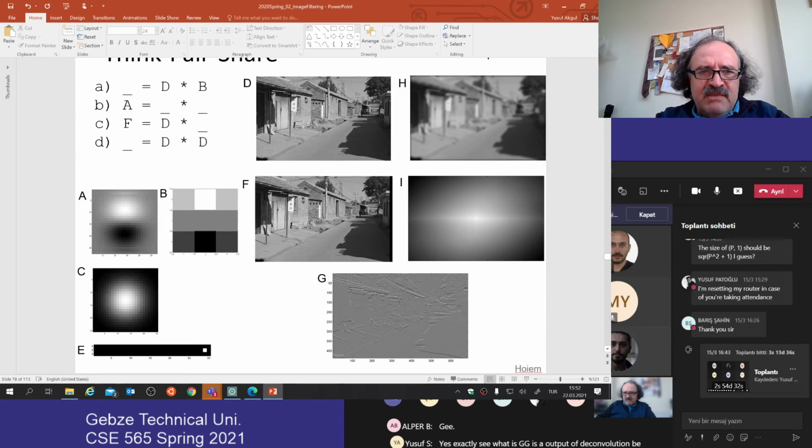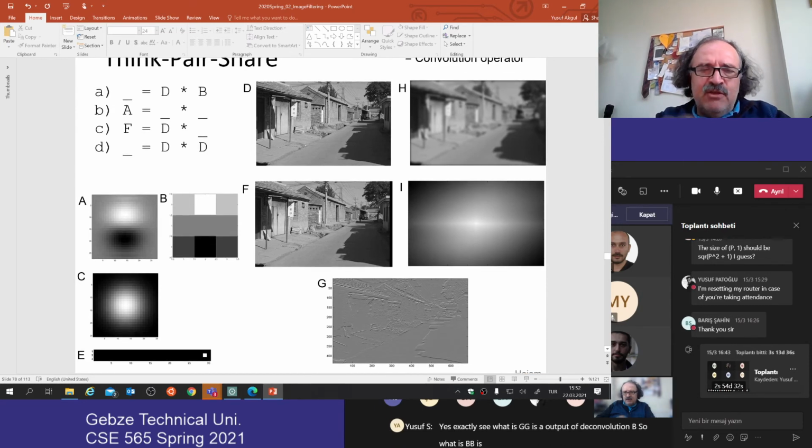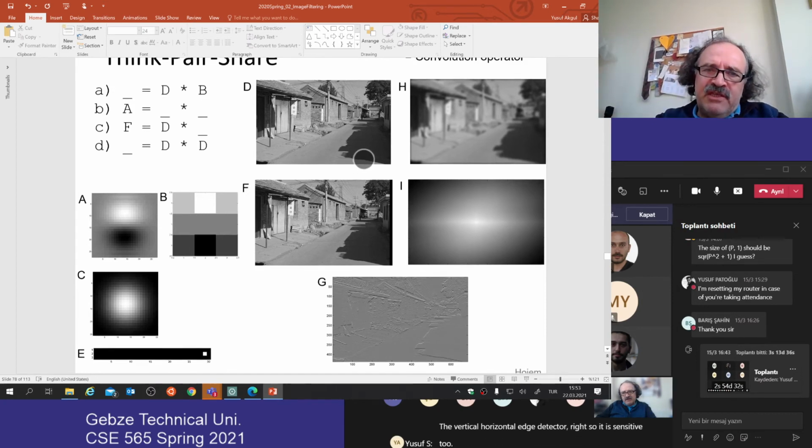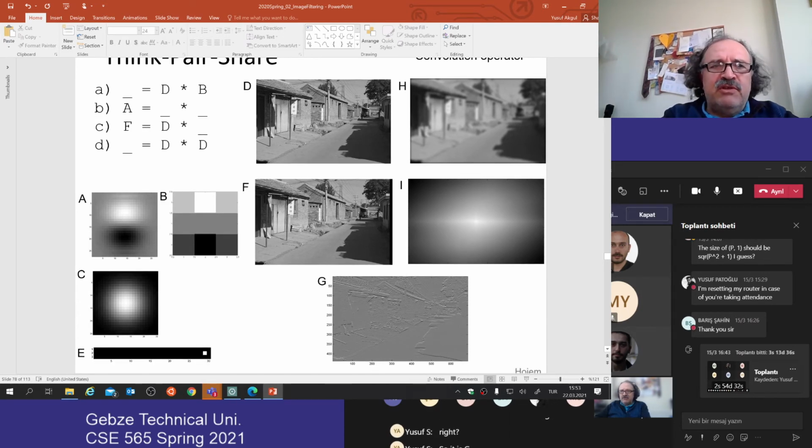So what is B? B is kind of a vertical, horizontal edge detector, right? So it is sensitive to the shadows around here. So I get the result around there. So it is G. The answer for this one is G.